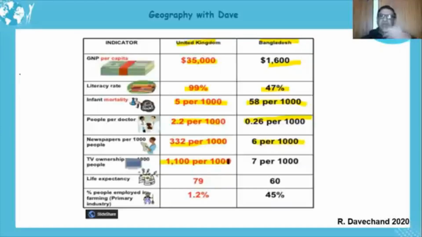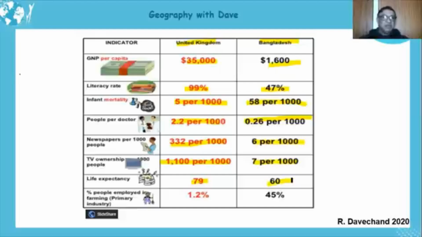Means that some families have 2 TVs or more. You understand? Look at this, 7 per thousand. So we talk about just the TV. Imagine the internet facilities, etc. There's massive differences, and it affects development. Life expectancy is 79 in the UK, 60 in Bangladesh.